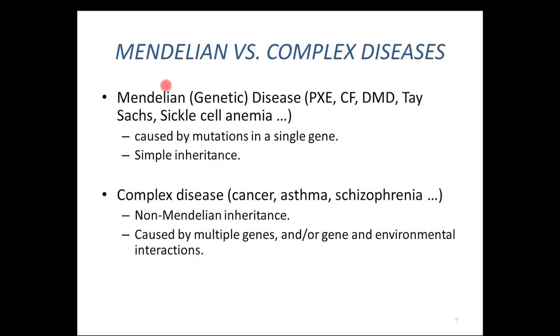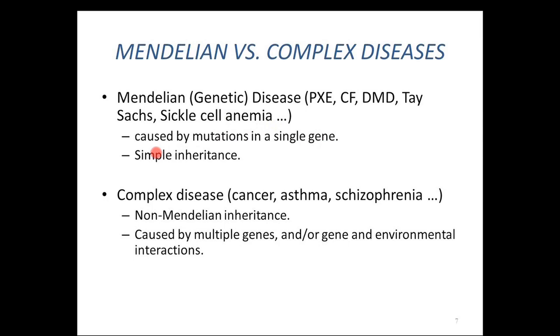Okay, so then we separate basically two major types of diseases. Those that have a clear genetic inheritance we call Mendelian, in honor of Gregor Mendel, who was the individual who first basically developed genetics as a science. And so these would include not only PXE, but cystic fibrosis, Duchenne's muscular dystrophy, Tay-Sachs disease, sickle cell anemia, and hundreds of other diseases that are caused by alterations in a single gene, and their inheritance can be followed and tracked and predicted in a simple fashion, or at least in a straightforward fashion.